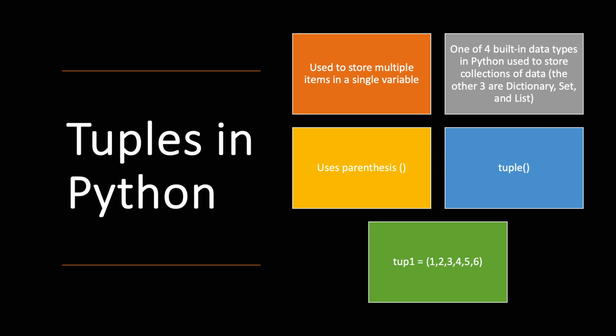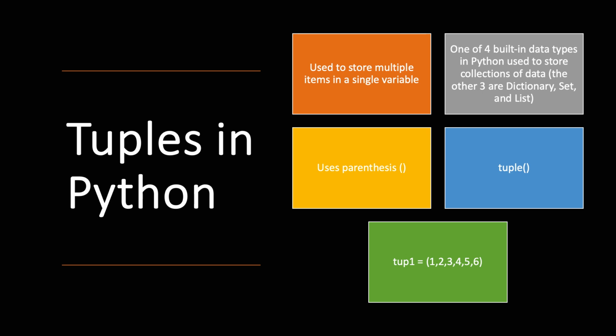And now tuples is also one of the built-in data types in Python that is used to store collections of data. And if you remember, lists use square brackets, dictionaries use braces or squiggly brackets, and now tuples use just a good old-fashioned parentheses. In this example, I created a tuple which holds integers from 1 to 6, and assigned it a name of top1. But how do I know this is a tuple? Well, because it's a collection of items, and they are surrounded by parentheses.